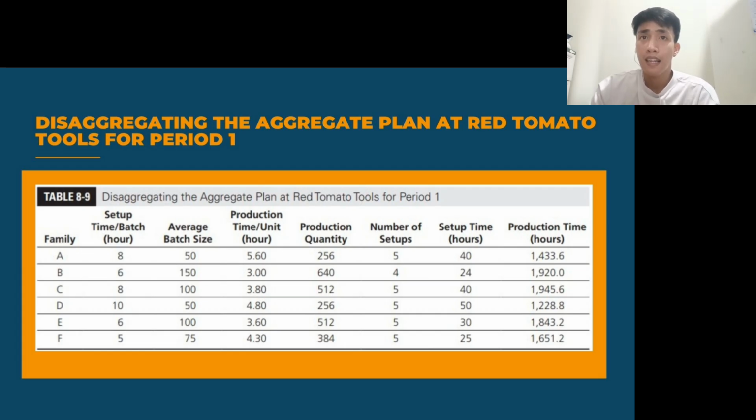Now, kapag inadd natin lahat ng setup time and production time across all families, makukuha natin yung total required time for production. And this is important kasi dito natin malalaman kung feasible ba yung plan based sa available capacity. So, in short, this table shows kung paano natin hinati yung production, ilang setups yung kailangan, at kung gaano katagal gawin yung bawat product family.